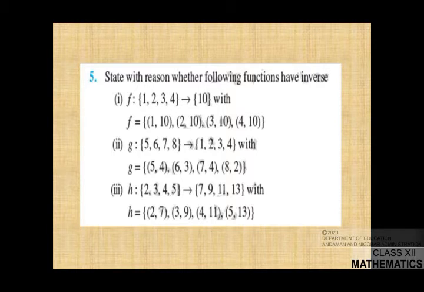But here, according to this first question, you can see that 1, 2, 3, 4 have only one image. That means many elements have one image, so it is not 1 to 1. Since the function is not 1 to 1, you can say that it is not invertible and it does not have any inverse. The same process you will do for the second and third too, correct? So this is work for you.